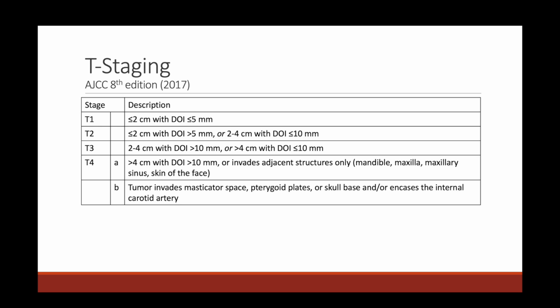A for adjacent. T4B then is kind of your more major structures. So tumor that is invading the masticator space, the pterygoid plates, the skull base, and/or encasing the carotid artery. Anytime you have a tumor that's encasing the skull base or encasing the carotid artery, this is when we are thinking about T4B, and that pretty much applies to all head and neck cancers. So if it's wrapped around the carotid artery, if it's invading into the skull base, if it's invading into your pterygoid plates or your lateral pterygoid, typically that is what makes it T4B. In a nutshell then, that is the T staging for oral cavity cancers.